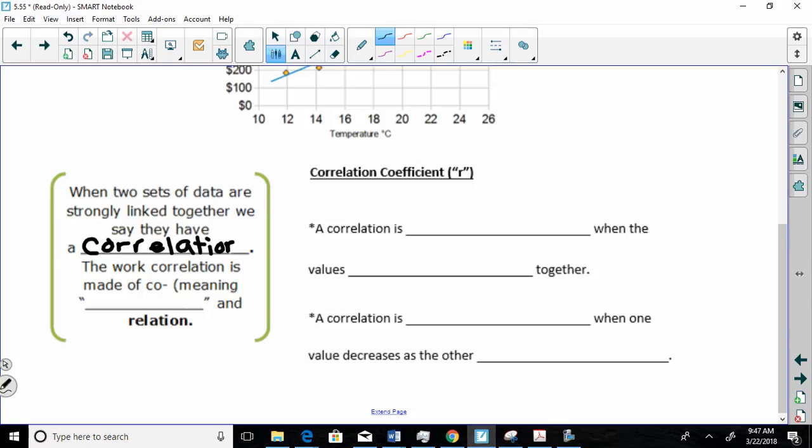The word correlation, we see that word co, and co means what? Together, right? If you're co-teaching or you're co-workers, it means you're working together, and relation. So we're seeing how related or how together the points are on there.